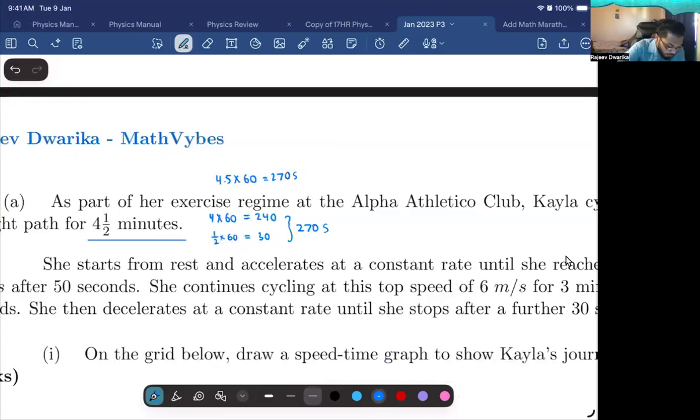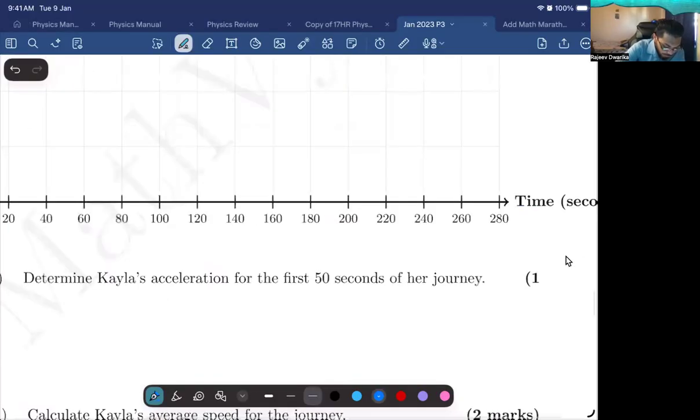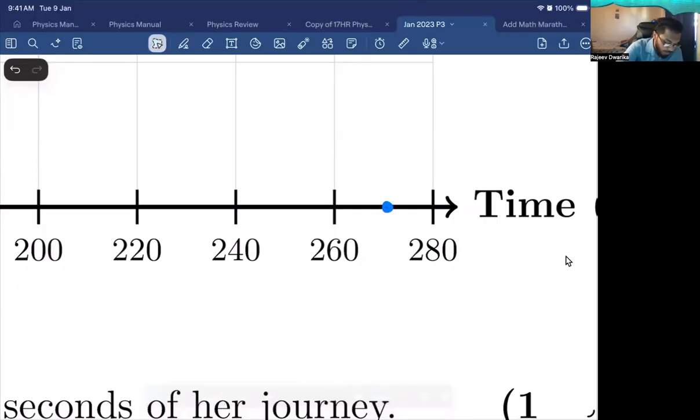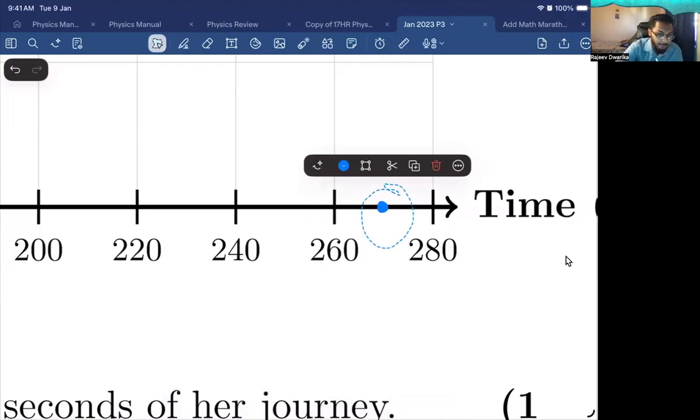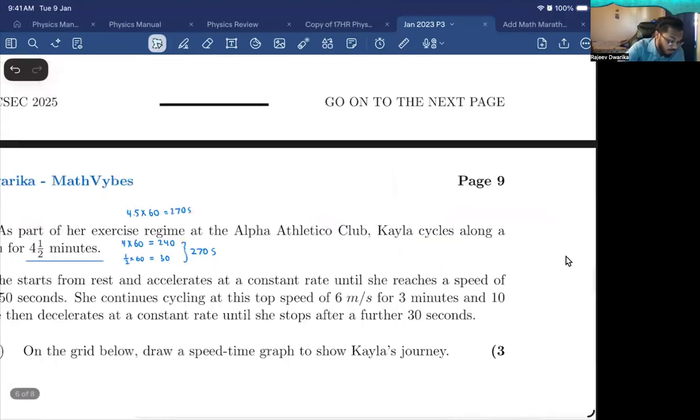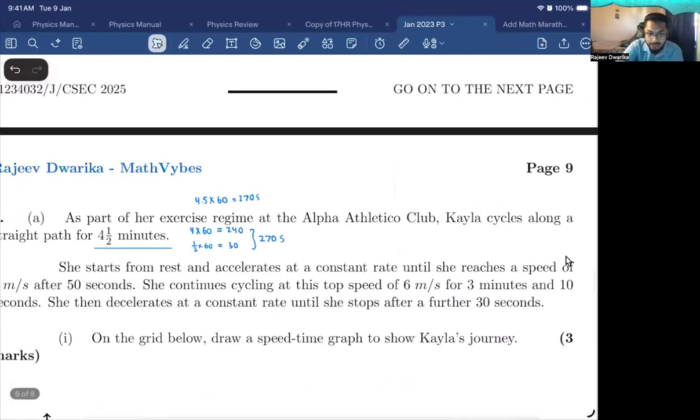Yes, sir. This is what I'm going to do, right? I'm going to put on a point right here in the middle. Why am I doing that? I'm doing that because she cycled for 270 seconds, so the journey must come to an end over here. Do you all understand what I'm saying? Yes, sir. Because she cycles for 270 seconds, that's the point at which the journey ends.